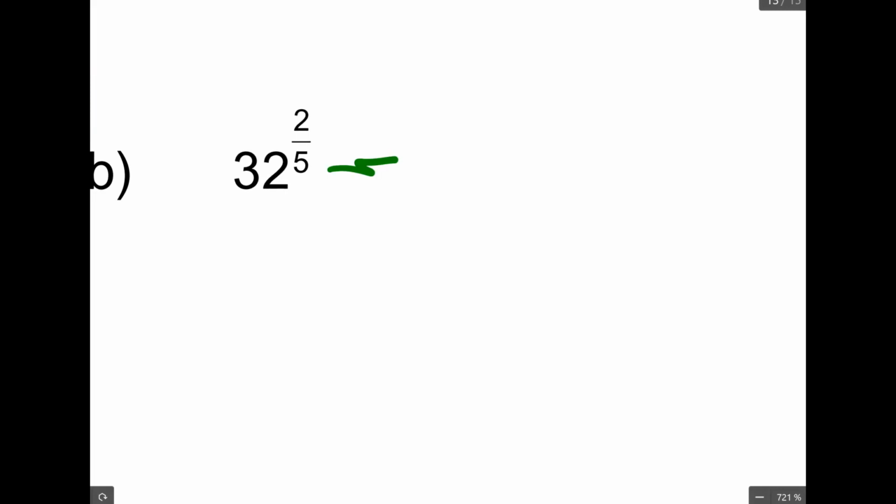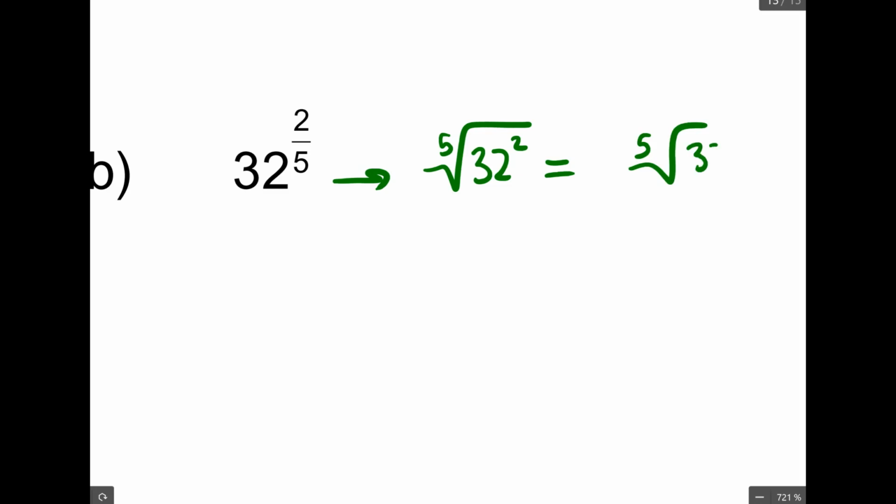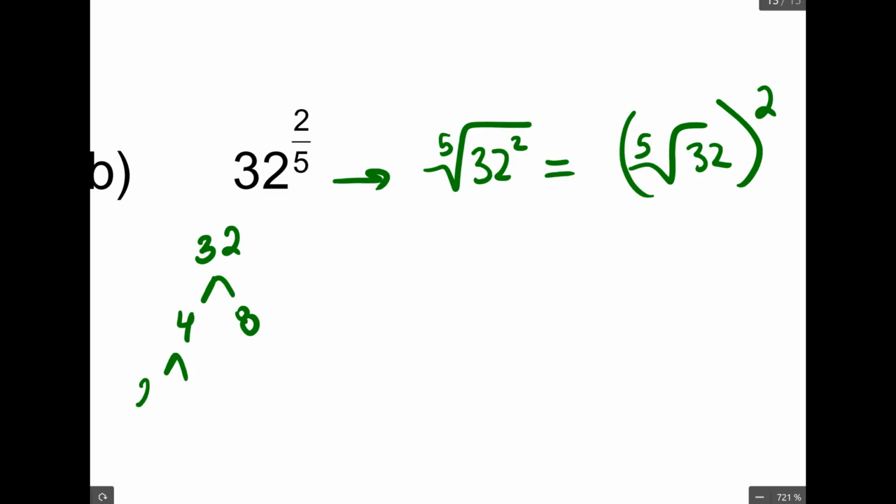If I rewrite part B, which is 32 to the 2/5, I have the 5th root of 32 squared. So 32 squared is not going to be a small number. Instead, I want to take the 5th root of 32, and then square the whole thing. Okay, so 32 breaks down into 4 and 8. 4 times 4, so it's 2 times 2. 8 is just 2 and 4. 4 is 2 and 2.